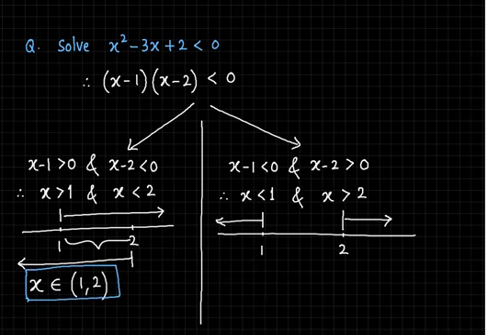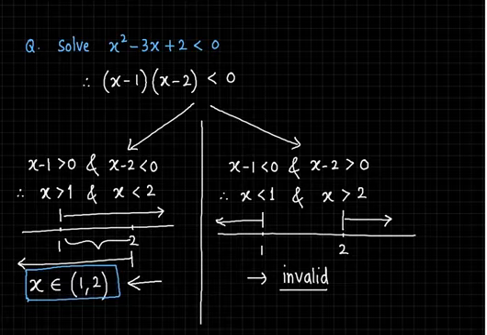Now is it ever possible? We know that of course it's not possible. A number cannot be less than 1 and greater than 2 simultaneously. So therefore this particular case is invalid, that is, there is no value of x that is coming as a valid solution out of this possibility. So the only possibility is that x must lie between 1 and 2 as an open interval. Okay, so that is the solution set of this particular inequality.